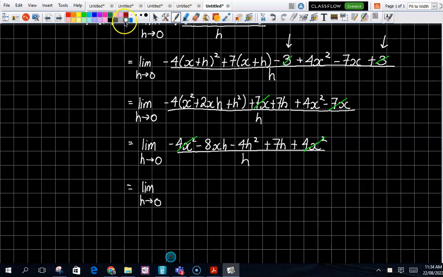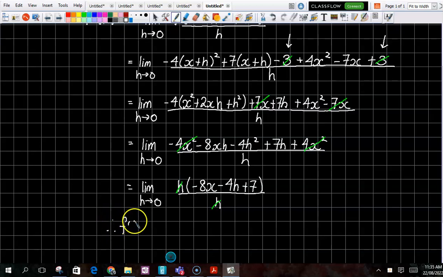And now, all that's left to do is pull out that h. So we get minus 8x minus 4h plus 7, all over h. They cancel out, and it is at this point that I can now replace h with 0 because it's gone from the denominator, and I can therefore say f dashed of x is minus 8x. What's 4 times 0? Nothing. That's out of there. Plus 7. And we're done. There's a distinct pattern.